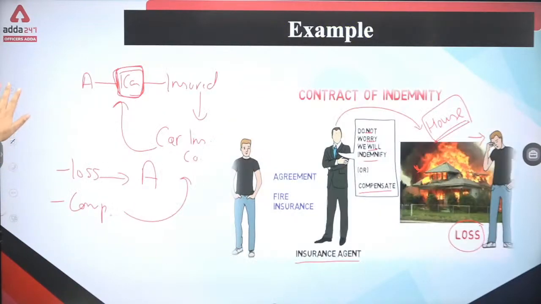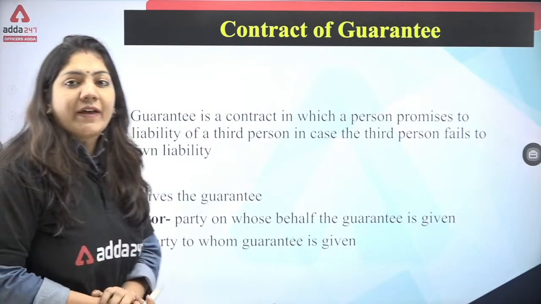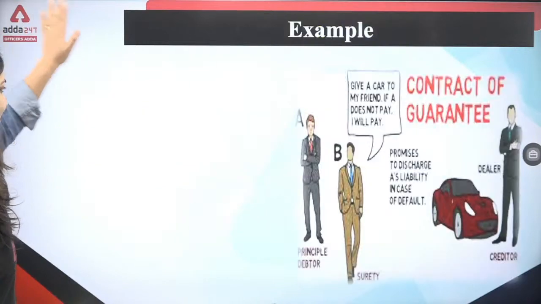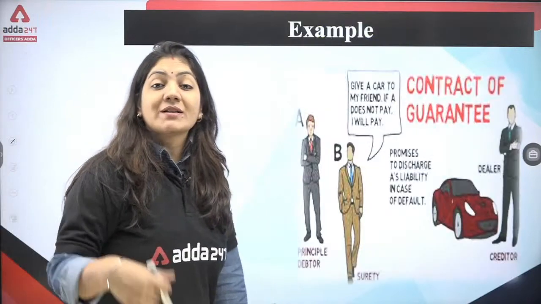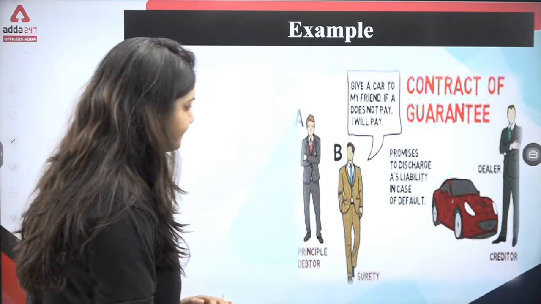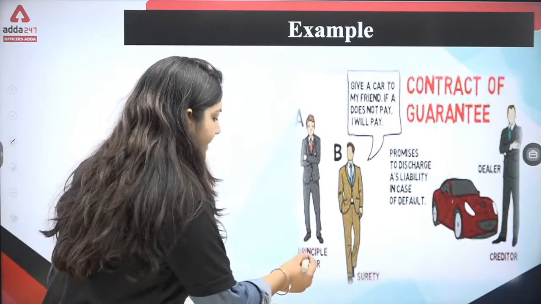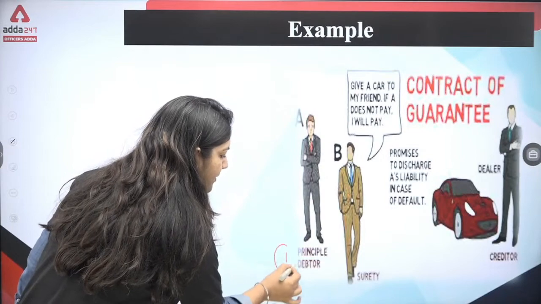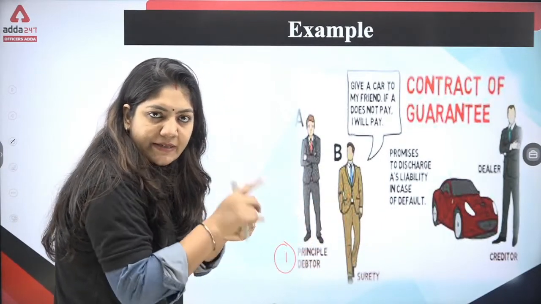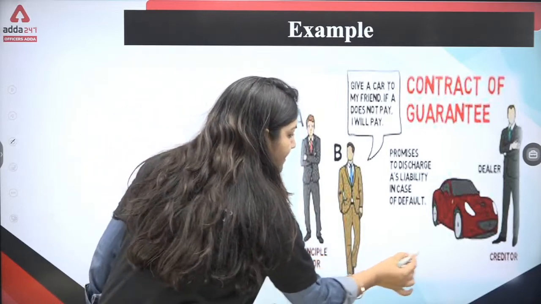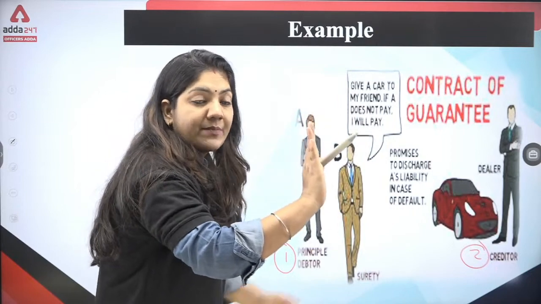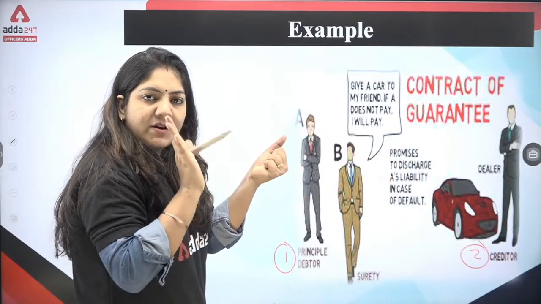Okay, now contract of guarantee. Before starting this definition, we will of course do one example. Now what is a contract of guarantee? Okay, now see this example. This is one person, just call it principal debtor. Debtor means the person who will take money. This is creditor. Creditor means the person who will give money. Principal debtor who takes money, creditor who gives money.